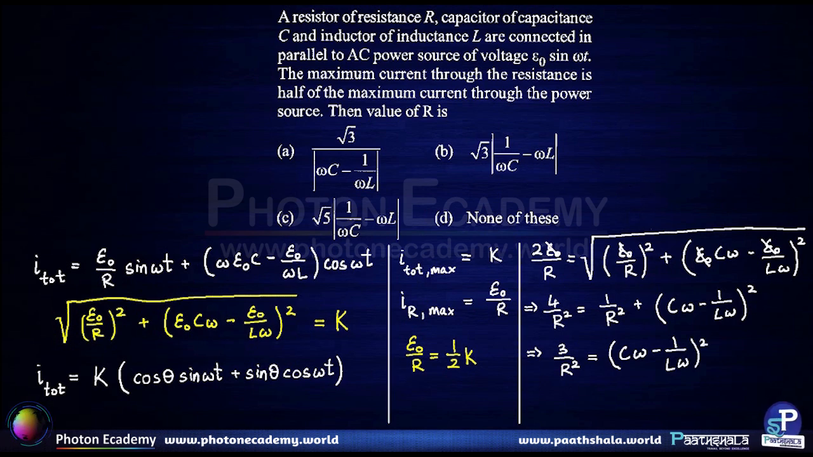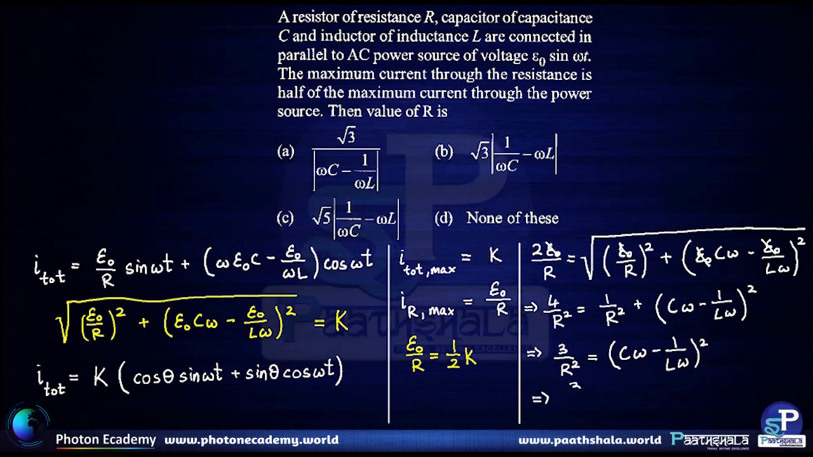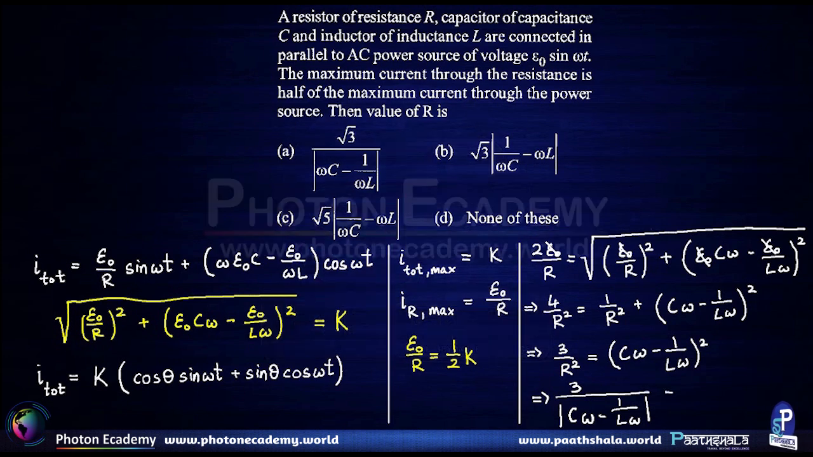Transposing these terms, we can clearly see that square root of 3 by the absolute value of C omega minus 1 by L omega is equal to R, and we have the square root of 3 here because we are taking square root on both sides. Therefore, option A is the one that matches with our solution.